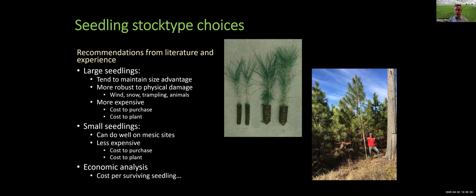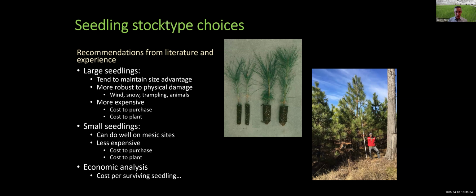The picture on the far right here is a picture of me, probably 10 years ago, measuring a site where I planted 4 cubic inch seedlings and also 8 cubic inch seedlings. You can see after 10 years, that is a slope right there. Those two different seedlings grew the same. So we could spend less money on small seedlings that will do equally as well.